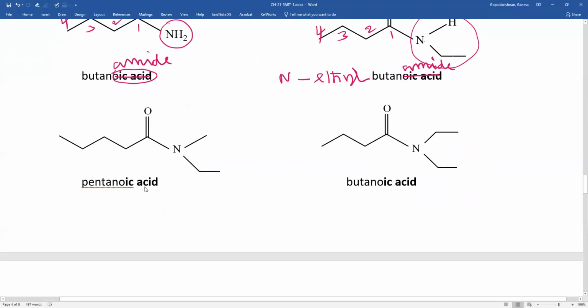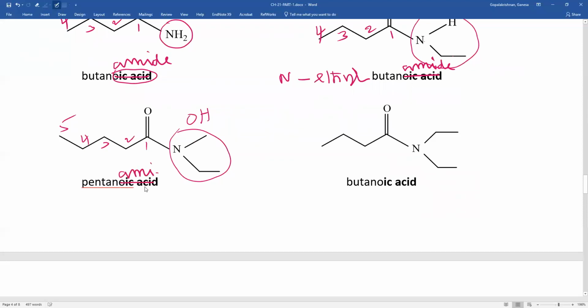If you come to this one, if you imagine OH in the place of this, you see a carboxylic acid. It is a pentanoic acid. Same, replace it with amide, pentanamide. But it has substituents on the nitrogen. I don't have a space, I'll write it here. It has two substituents. One is an ethyl on the nitrogen, other is a methyl on the nitrogen. And then you make it as one word.